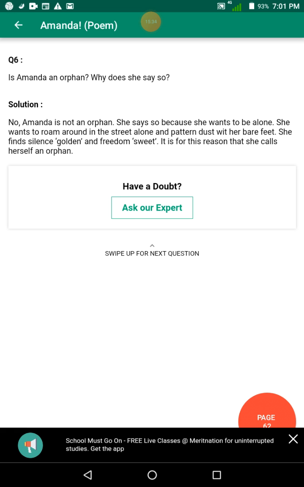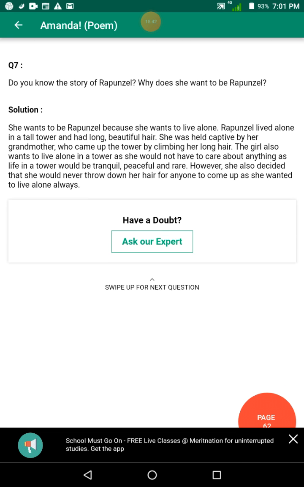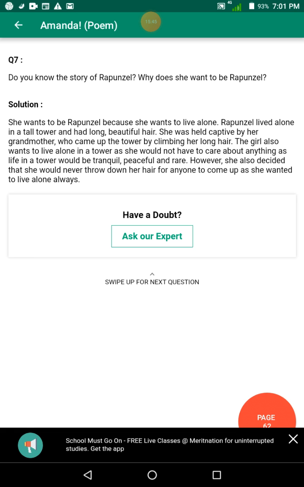Yes. Please write. Do you know the story of Rapunzel? Why does she want to be Rapunzel? Rapunzel, how many of you know the story, children? I think all of you would have read that fairy story with the long, beautiful hair, and how the prince will climb onto it, and one day the grandmother will cut it. You remember?